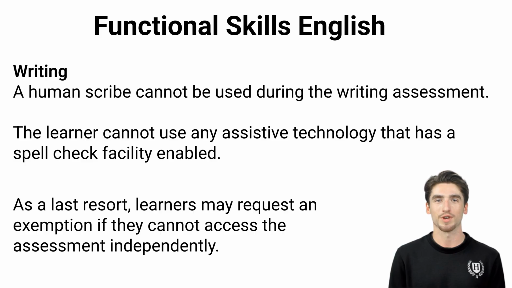A human scribe cannot be used during the writing assessment, as this would prevent the learner from independently demonstrating the assessment criteria. We cannot allow any assistive technology that automatically checks spelling and grammar, although the software may be allowed if this function can be turned off. Similarly, learners cannot have any type of dictionary during their writing assessment, as they are assessed on spelling. As a last resort, a learner may request an exemption if they have a disability that prevents them from completing the assessment independently. However, a learner cannot be exempt from all components of a qualification, as this would breach the awarding conditions of recognition.